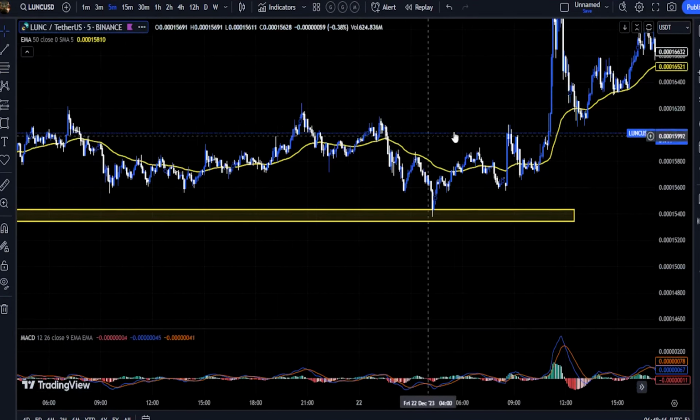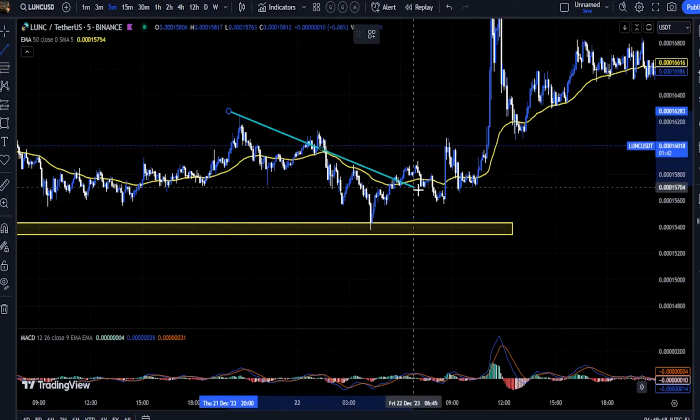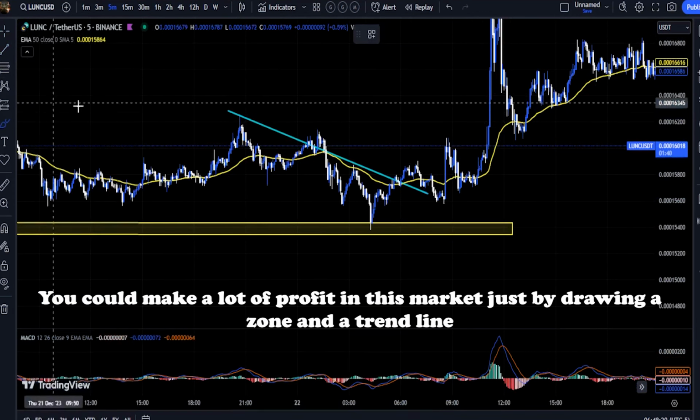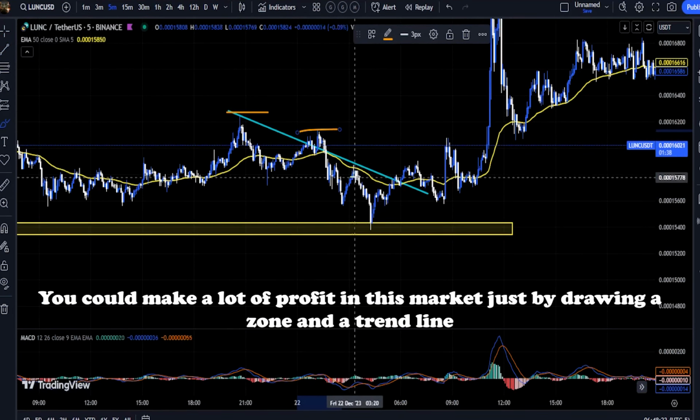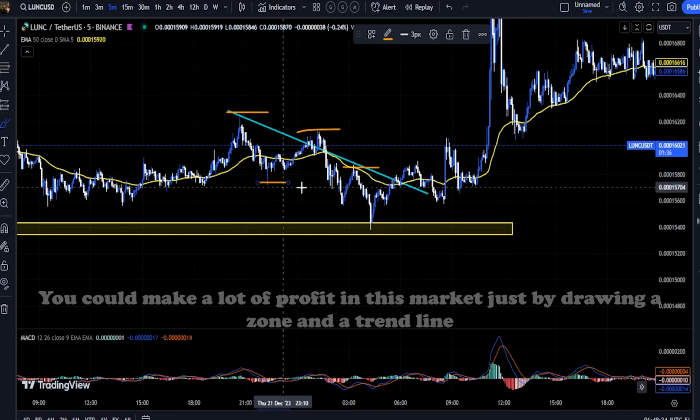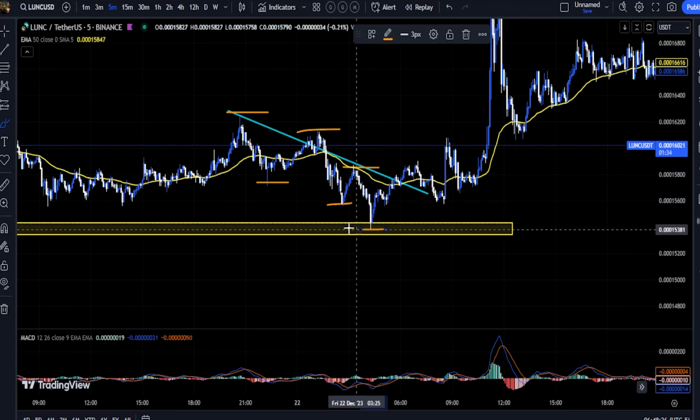Theoretically, when we break a ceiling or floor, we should expect a pullback. So at this point, I'm looking for a trade with the goal of going back to the BOS, which is considered a counter-trend transaction.